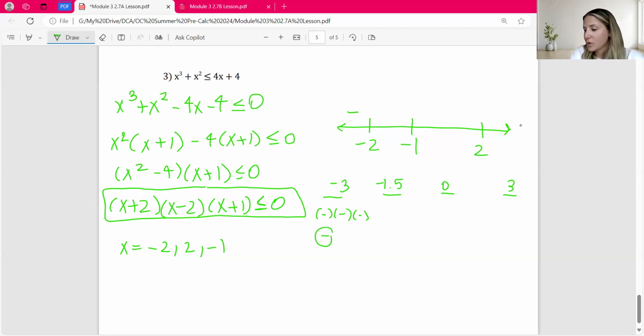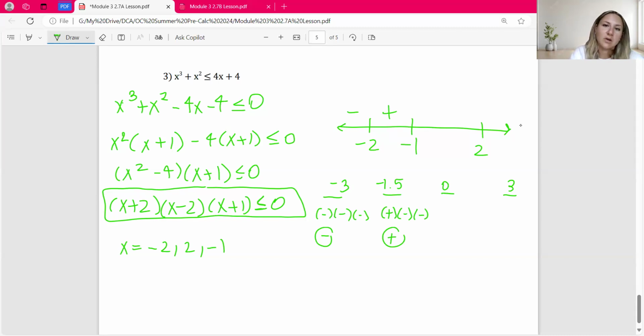Let's substitute -1.5. -1.5 plus 2 will give me a positive. -1.5 minus 2 gives me a negative. -1.5 plus 1 will give me a negative. Positive times a negative is a negative. Negative times a negative gives me a positive. That interval would be positive.